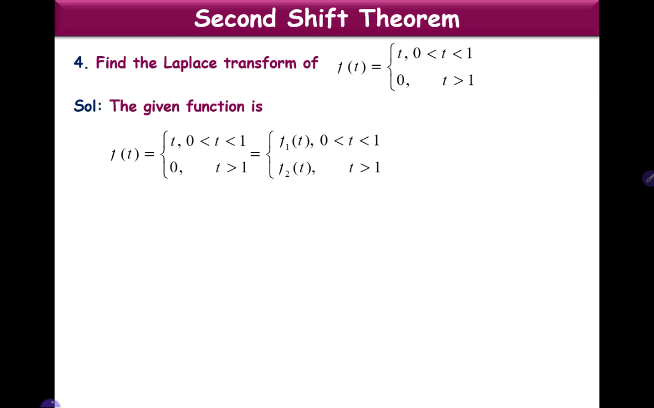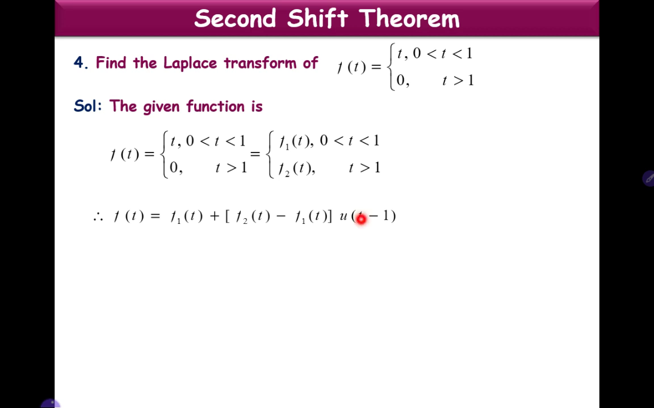So now we consider the given function, and let us write it as f1 of t, where f1 of t is t in the interval 0 to 1, and f2 of t is 0 in the interval 1 to infinity. If we remember, in the last lecture we made a note: if f of t is defined like this, then it can be written as f1 of t plus f2 of t minus f1 of t into u of t minus 1. If you want more clarity on this point, you can go back to the last lecture.